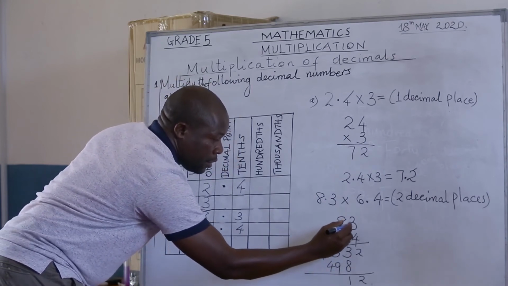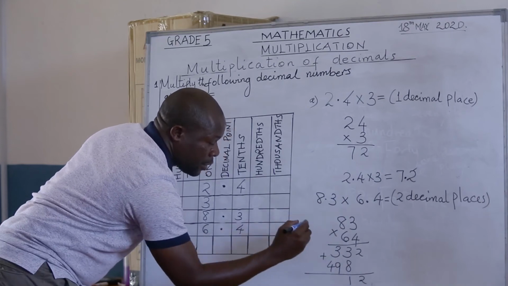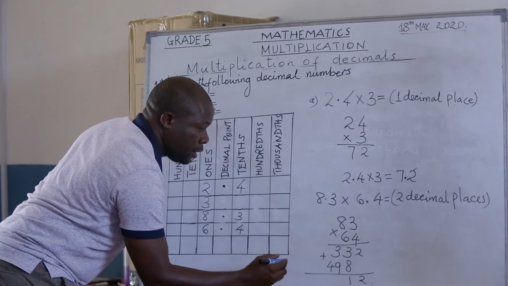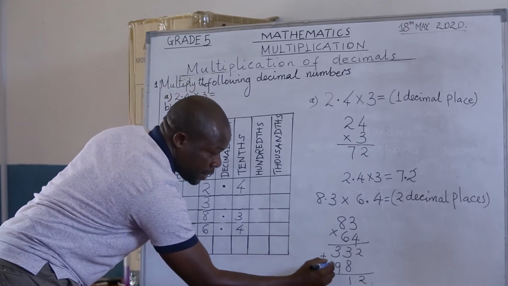6 times 3 is 18. You write 8, carry 1. 6 times 8 is 48, plus 1 is 49. 49.